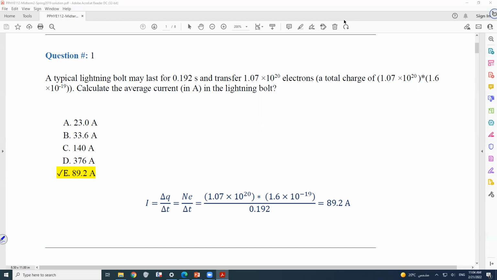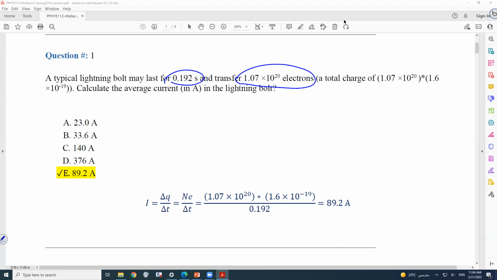So here we have a typical lightning bolt, which can last for this many seconds. And while it is discharging, this many electrons are transferred from, say, the charged cloud to the earth. Calculate the current in this lightning bolt. If there's a movement of these electrons through the air, it is a current. So he is giving us how many electrons are moving and in how many seconds.